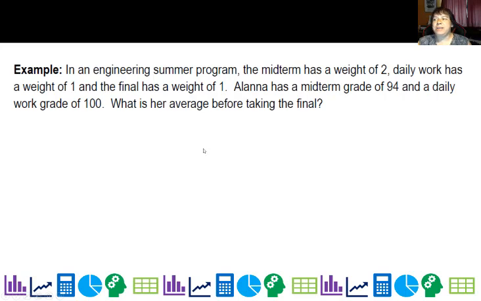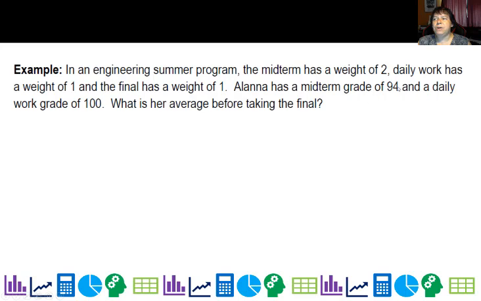Let's go ahead and look at another example. This one is an engineering summer program like the one I teach at Houston-Tillotson. The midterm has a weight of 2, daily work has a weight of 1, and the final has a weight of 1. Now, I have to give a report in the middle of the program on Alana's grade.